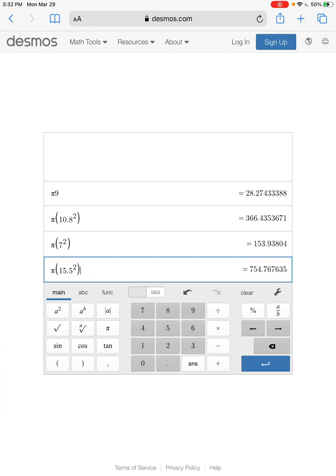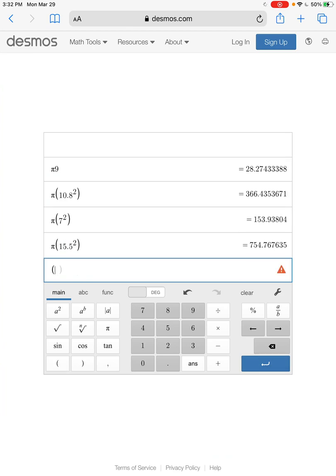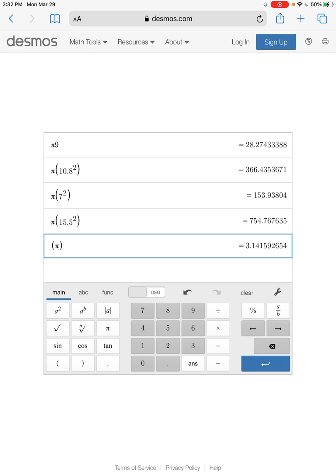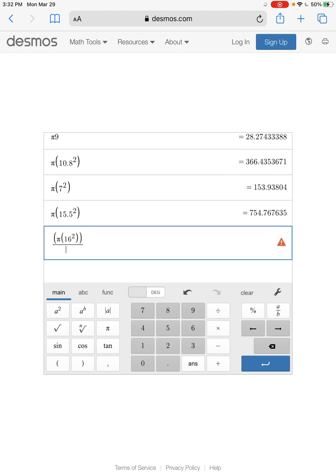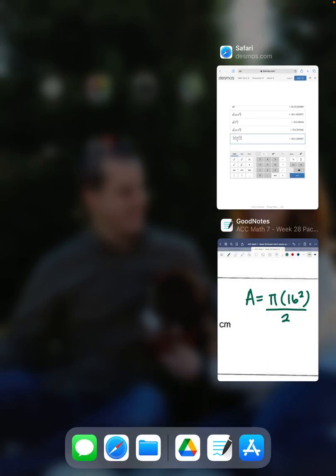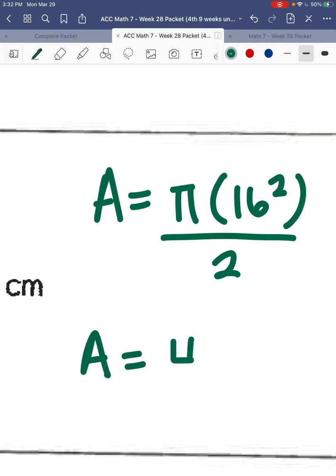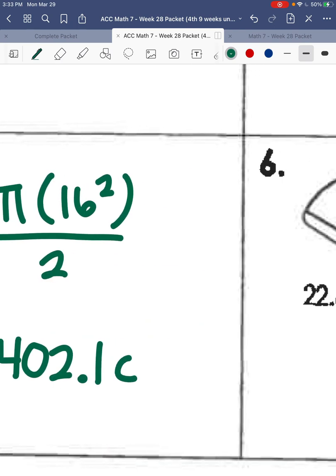So we've got, I'm going to put it all in parentheses, pi times 16 squared. And now I'm going to put all of that over 2. So I get 402.12. That 2 tells me I don't need to round, so I'm going to leave it as 402.1 centimeters squared.